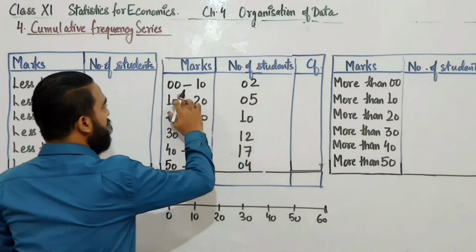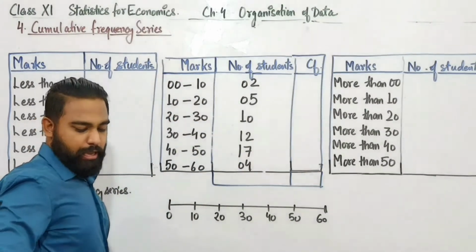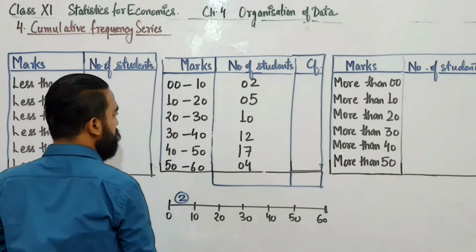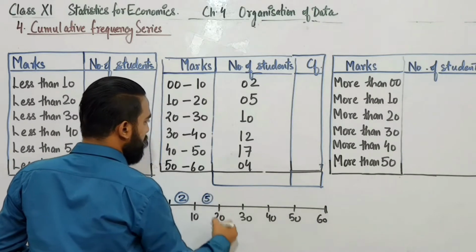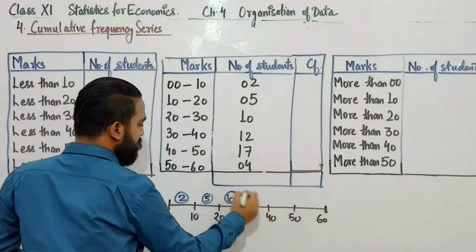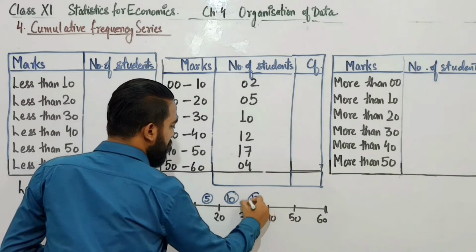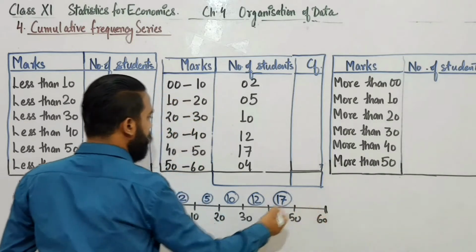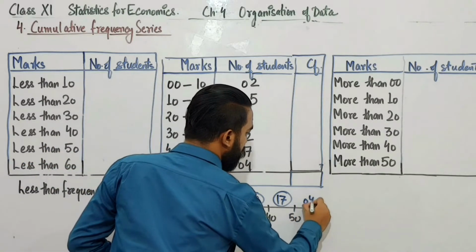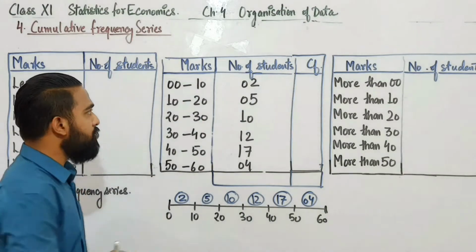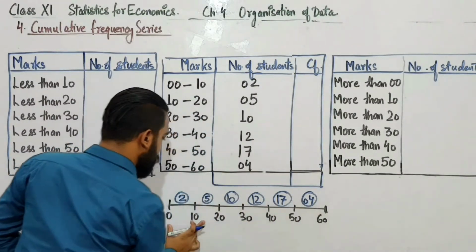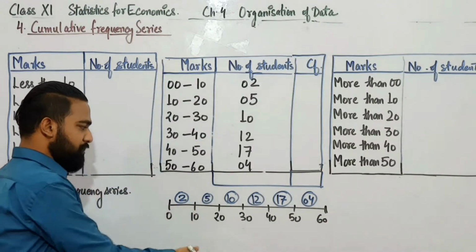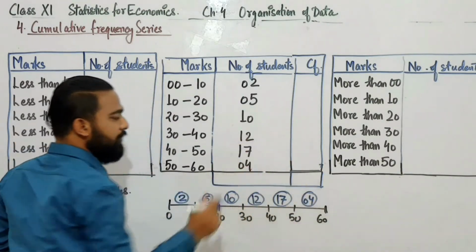Now, in 0 to 10, there are 2 students. 10 to 20, there are 5 students. In 20 to 30, there are 10 students. In 30 to 40, there are 12 students. 40 to 50, there are 17 students. And in 50 to 60, there are 4 students. Now you understood that these are the number of students between these marks. Between 0 to 10, there are 2 students who got 0 to 10 marks. Fine. Like that up to 60.